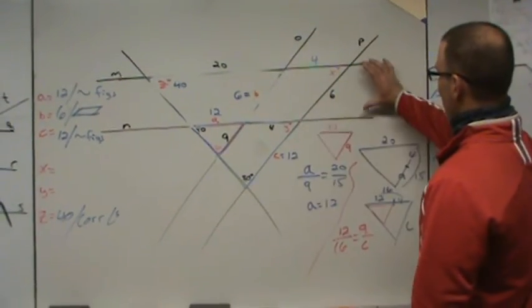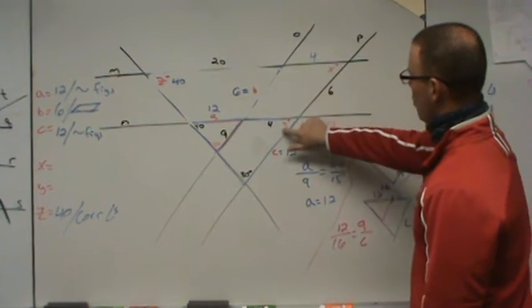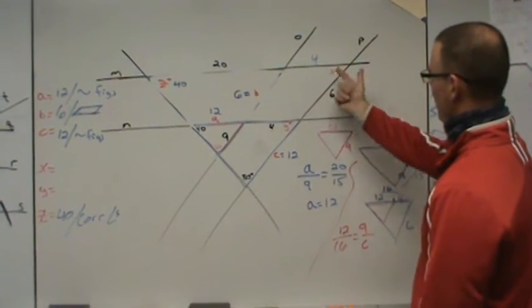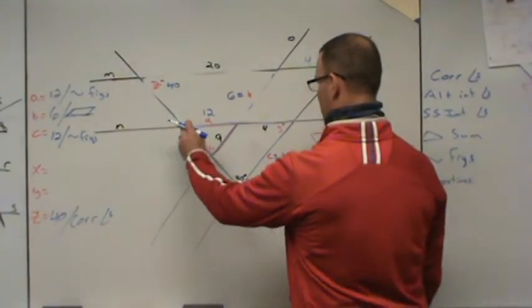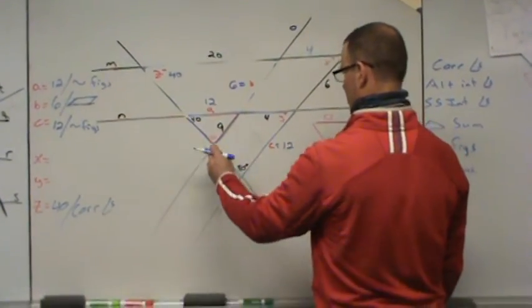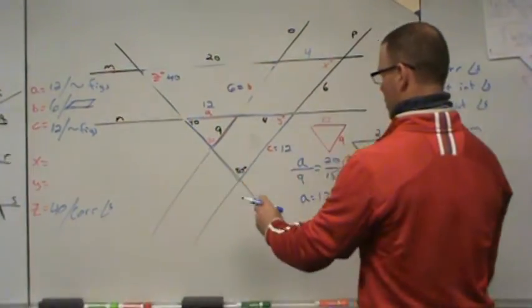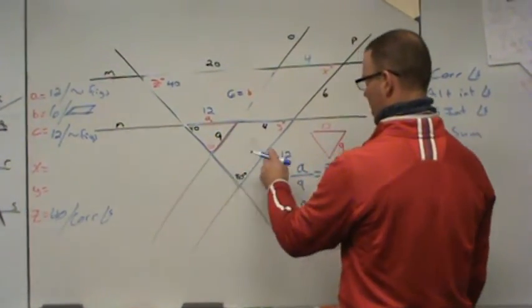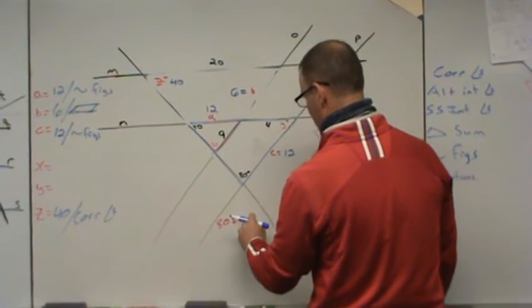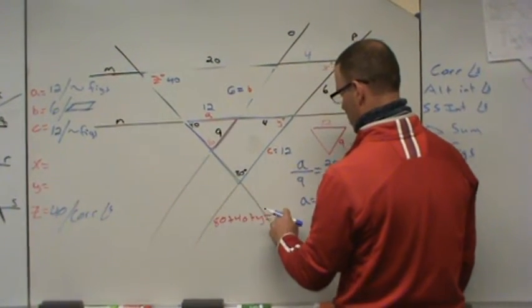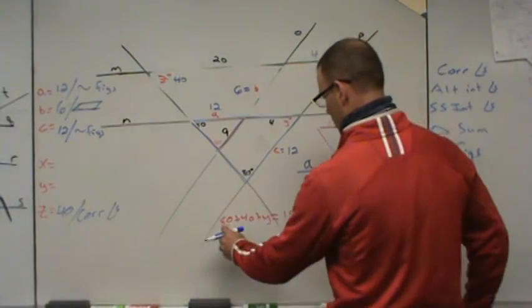Now when I come back here, because m and n are parallel, x and y are corresponding, that means they're the same. If I know x, I know y. If I know y, I know x. And focus on the blue triangle right here. What do you notice about this blue triangle related to angles? I know 80, 40, and y. So 80 plus 40 plus y is equal to 180 degrees.